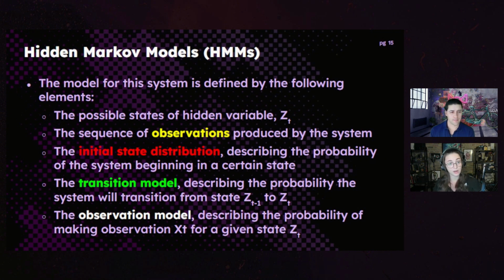You need a transition model, which is basically a model that describes the probability of transitioning between states across these different time steps. And you need an observation model, which basically describes the probability of making an observation for a given state. Because remember, we cannot directly observe the state. We need to infer the state from what we can observe, which are our returns.